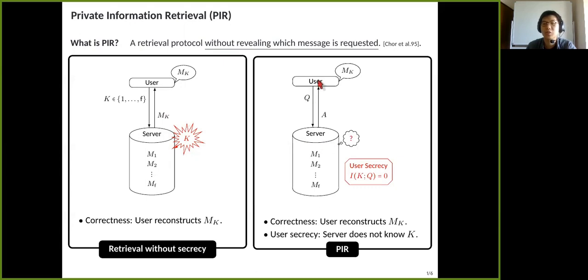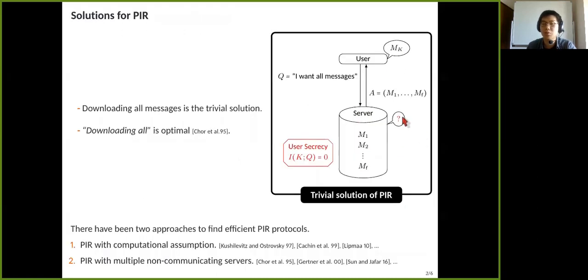For that, the user sends a query and receives an answer, and may repeat this process multiple times. Finally, the user knows MK, but the server shouldn't know what K is. At first glance, it seems very difficult to find a solution to this problem, but there is a very simple solution: just downloading all files on the server. By downloading all files, the user knows MK. The user picks MK from this, but the server doesn't know which one is the targeted one.